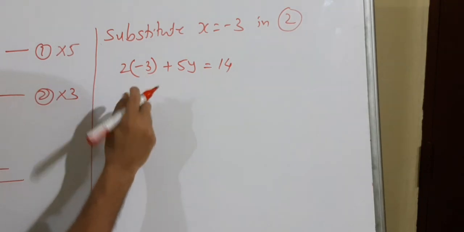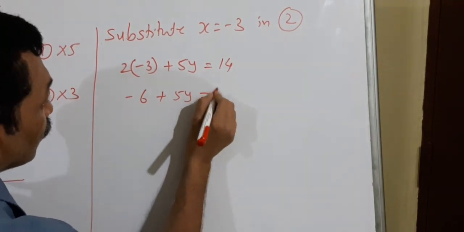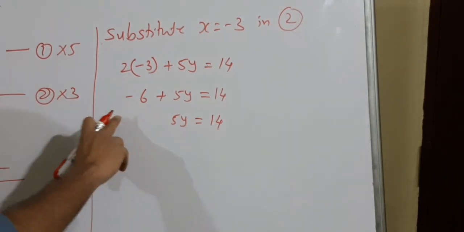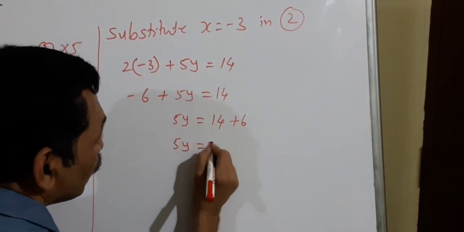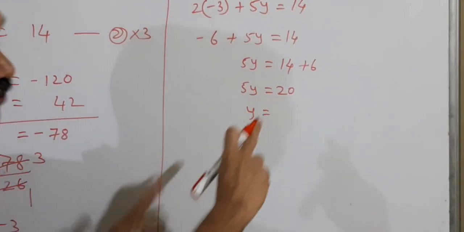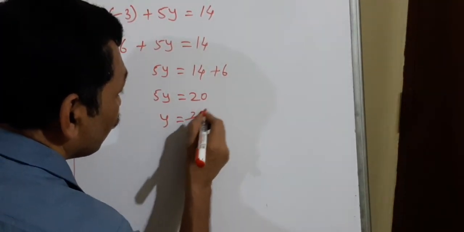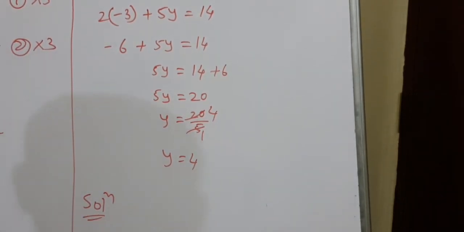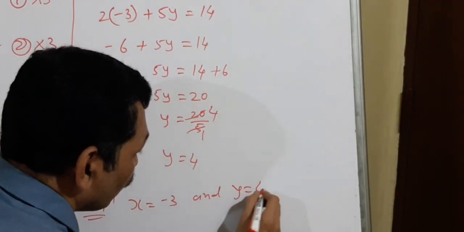2 into minus 3: 2 threes are 6, plus into minus is minus, so minus 6 plus 5y is equal to 14, and therefore 5y is equal to 14 plus 6, as minus 6 goes to the other side, it becomes plus 6. So 5y is equal to 20. This is 5y means 5 multiplied by y. When 5 goes to the other side, it becomes division upon 5. So 5 fours are 20, and therefore y is equal to 4. And therefore the solution is x is equal to minus 3 and y is equal to 4.